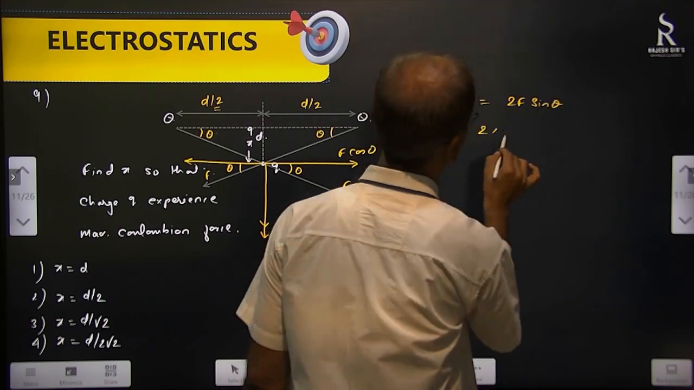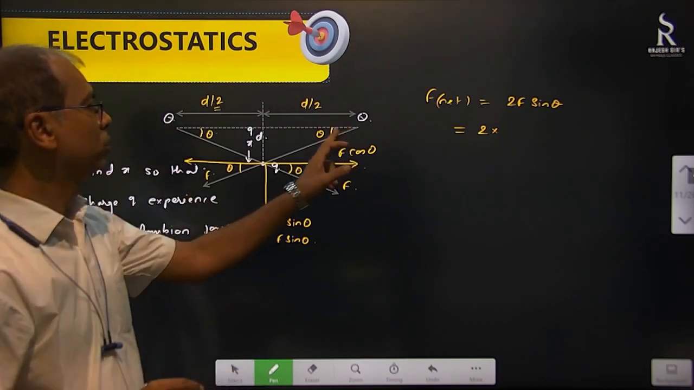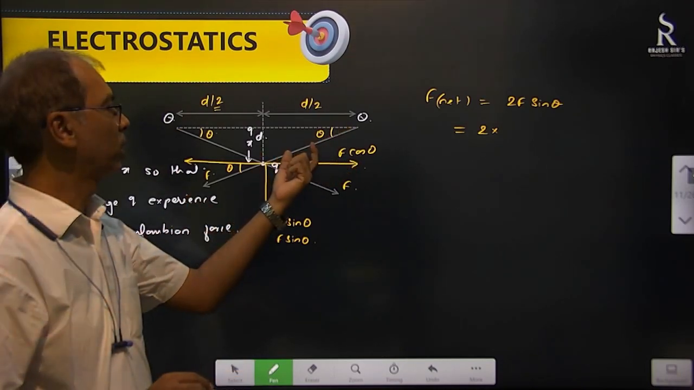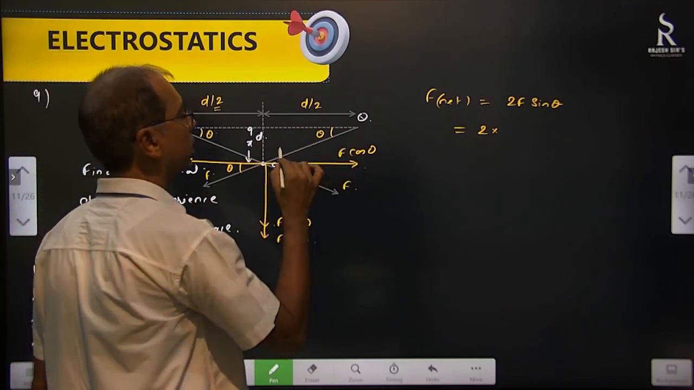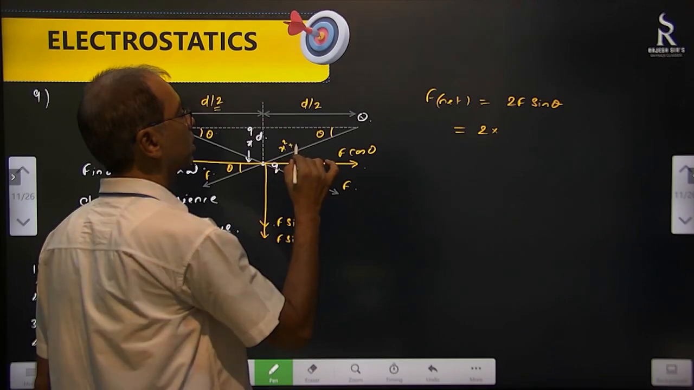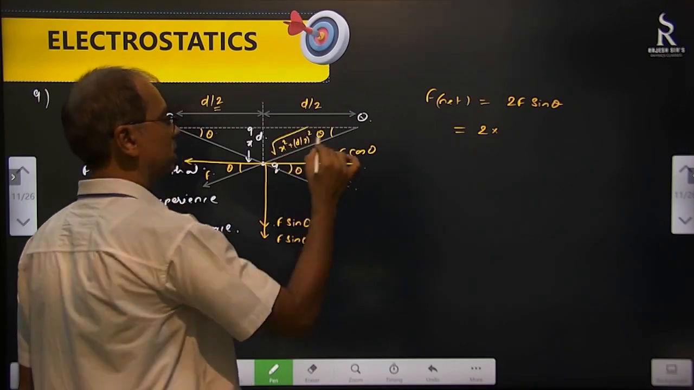So 2 into F value is what? 1 by 4 pi epsilon naught, q by separation square. What is this separation actually? This is x, this is d by 2. So what will you write? Square root of x square plus d by 2 whole square. That is the separation.